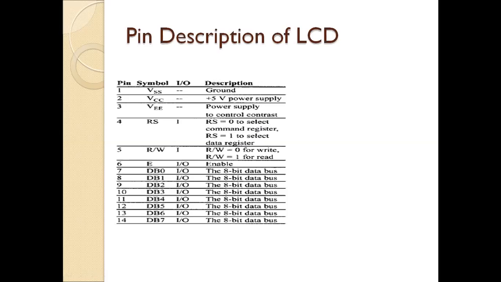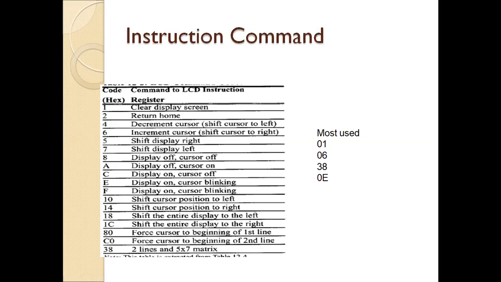Then how to select the register? That depends upon the RS pin. Whenever RS is equal to 0, the command register is selected, and whenever RS is equal to 1, the data register is selected. Then there is the pin R/W. Whenever it is 0, we can write, and whenever it is 1, it is a read operation. E is the enable line, and there are 8 data bus lines, DB0 to DB7. So these are the pin descriptions, and this is required whenever you are going to write the program.